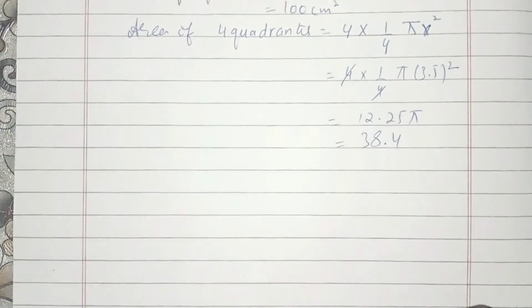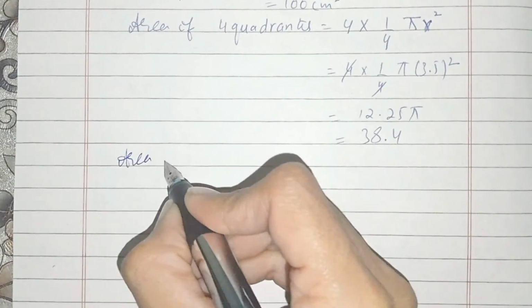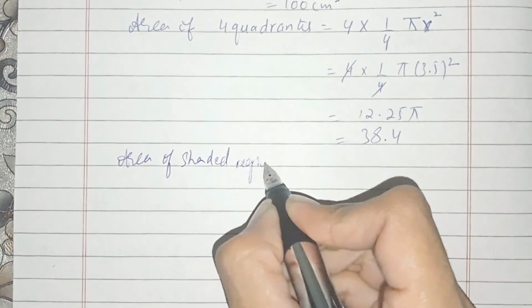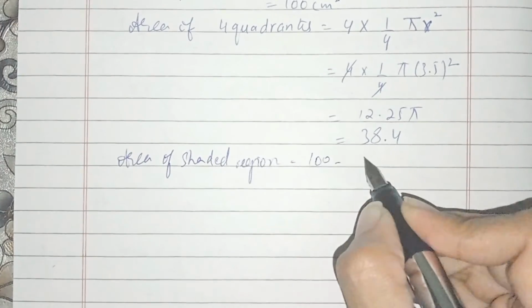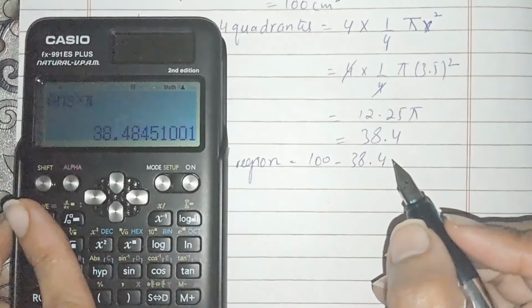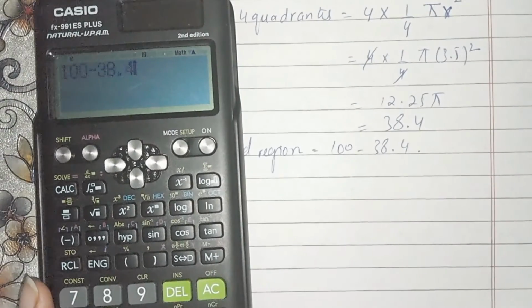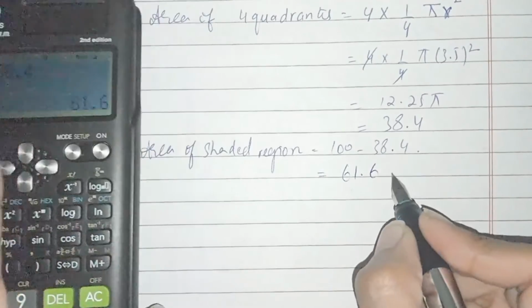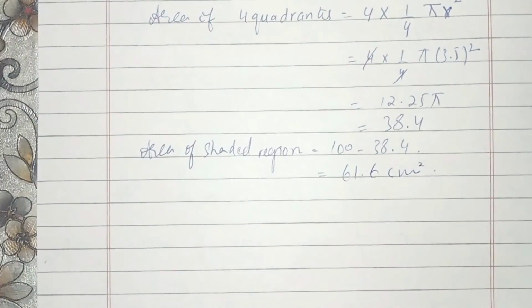And now the area of the shaded region is 100 minus 38.4, and we get 61.6 centimeters squared.